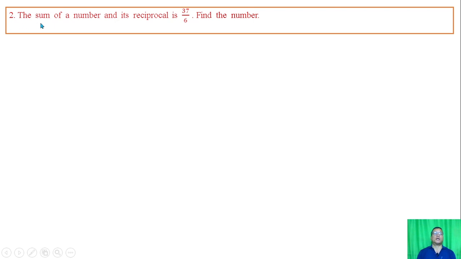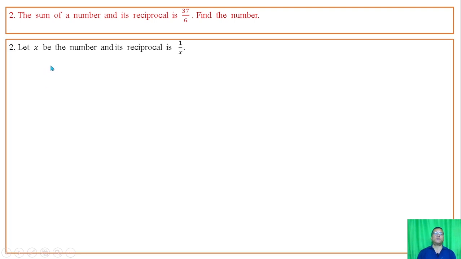Question number 2. The sum of a number and its reciprocal is 37 by 6. Find the number. Let x be the number and its reciprocal is 1 by x.